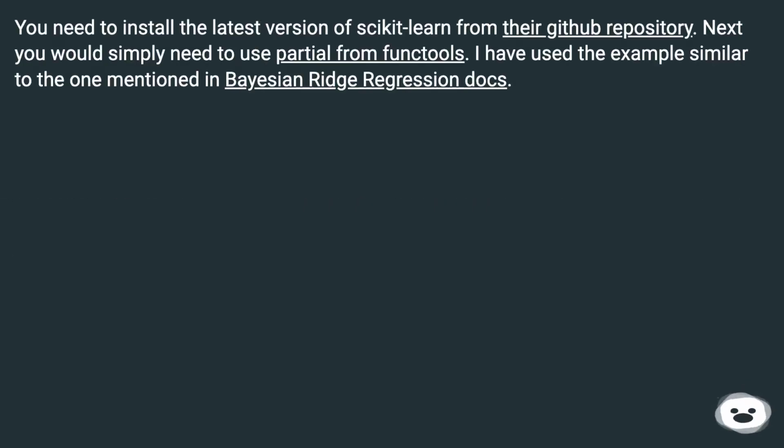You need to install the latest version of scikit-learn from their GitHub repository. Next, you would simply need to use partial from functools. I have used an example similar to the one mentioned in the Bayesian ridge regression docs.